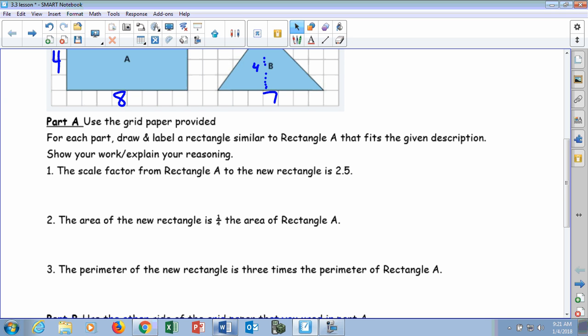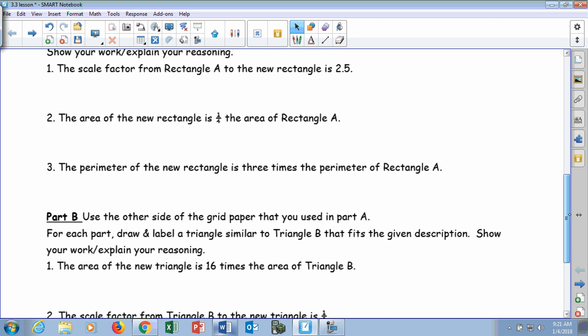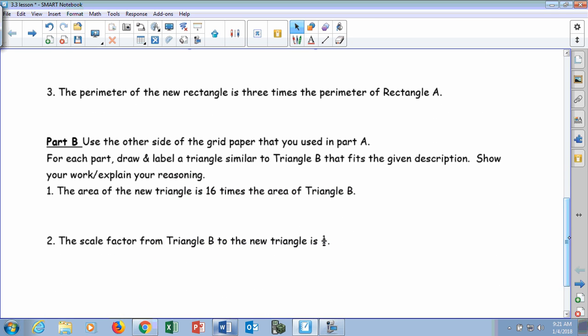And then in part B, we're going to tackle the triangle, which is figure B, right? So they'll give you a triangle that's 16 times the area of triangle B, and then a scale factor that's a half of the new triangle, half the size of the original. Okay, and again, we'll see if we can figure those out. So we'll give you guys some time to work on this. I'll check in at least 10 minutes and see how you're doing.